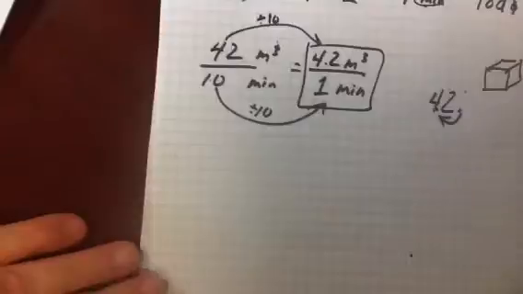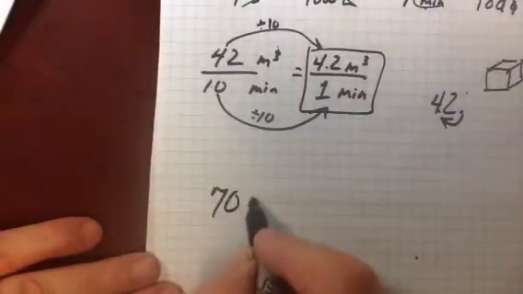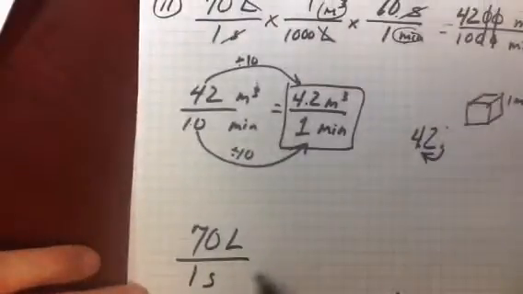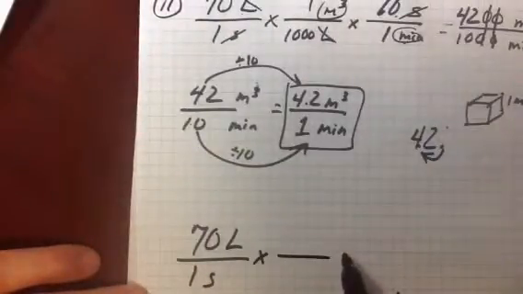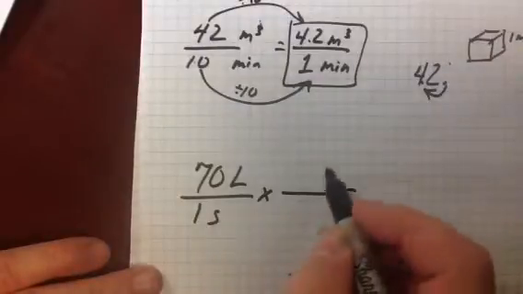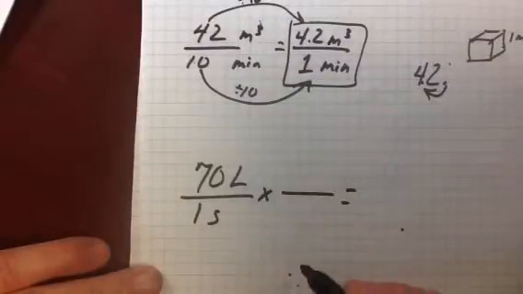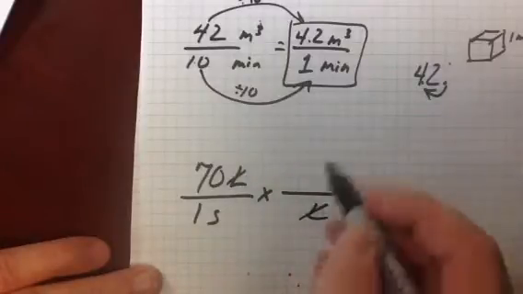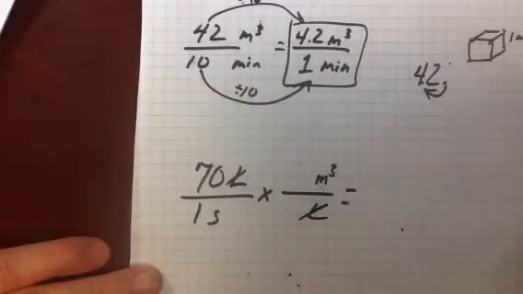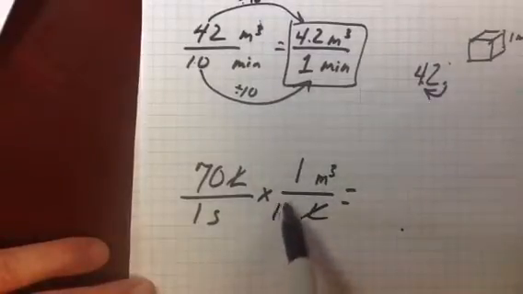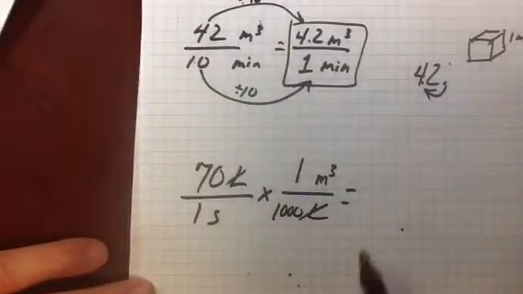Now I'm going to go ahead and do this in stages. I have 70 liters for 1 second. Now I'm just going to change one thing at a time to make it a group of shorter problems. So let's get rid of seconds or liters. We can do either one. So if we do liters here, let's put that in the bottom, and on the top we want cubic meters. So remember, this is the big cube. One big cube has 1,000 of these liters in it.